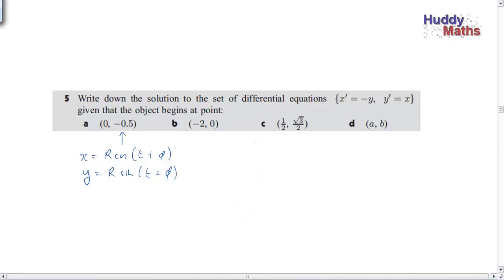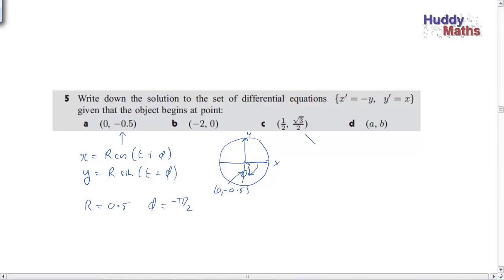So first of all, let's have a little look at what this looks like here. So this is x and y. We're starting at 0 for x, negative 0.5, so somewhere down here: (0, negative 0.5). So the radius of the motion there is going to be 0.5, that's a positive. And the angle will be, what, negative pi on 2. Psi would be negative pi on 2. You could work it that way.